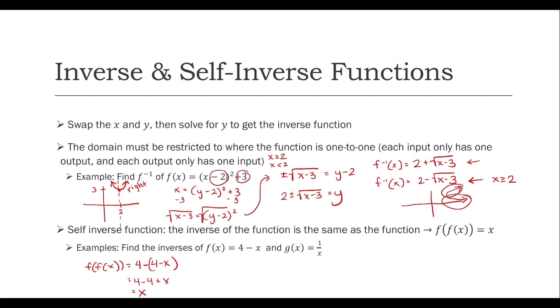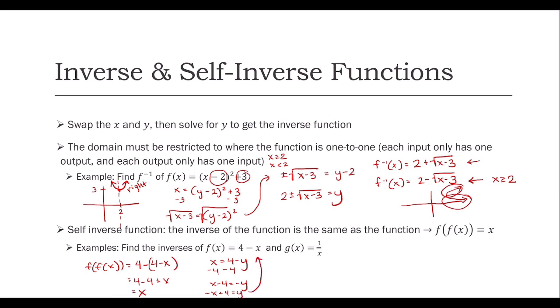And you can also do this by swapping our x and y. So we get x equals 4 minus y. You would subtract 4 from each side. So x minus 4 equals negative y. And then if you multiply it by negative 1, you get negative x plus 4 equals y, which is the same as our original function.